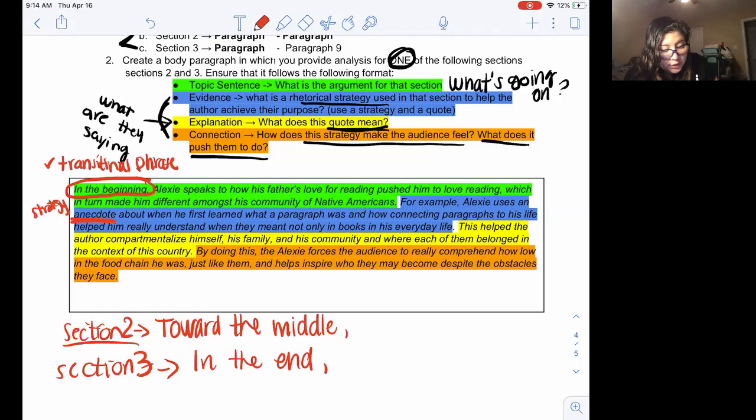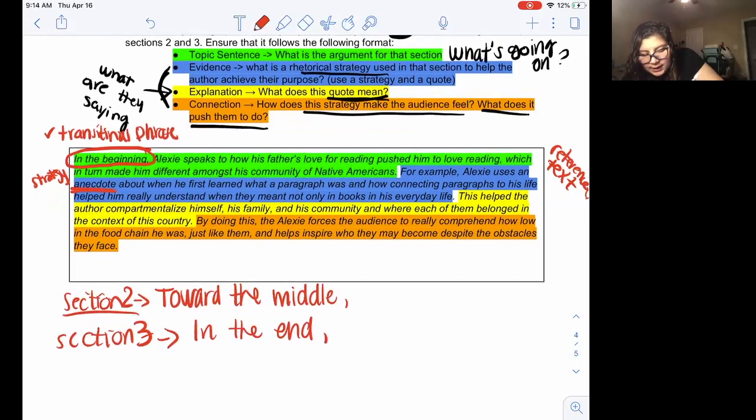It's about when he first learned what a paragraph was and how connecting paragraphs to his life helped him really understand what they meant, not only in books, but in his everyday life. So again, all I did is give the example, referenced text. Now, in your evidence, you either want to reference the text or use a quote. Either way, it counts as an example or as evidence.